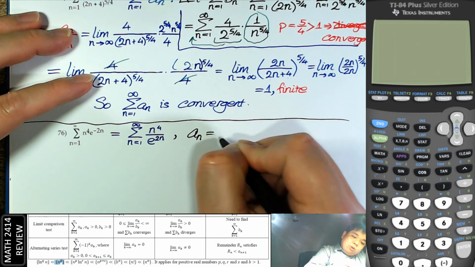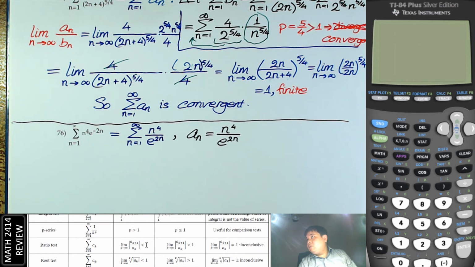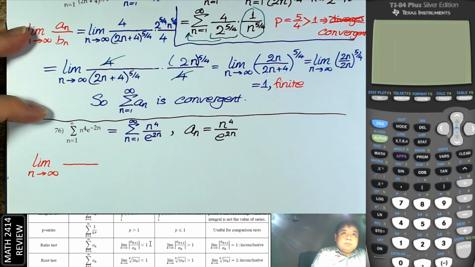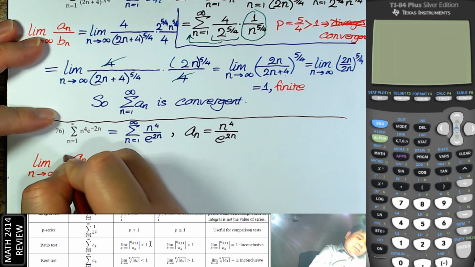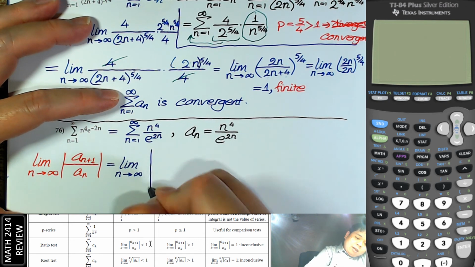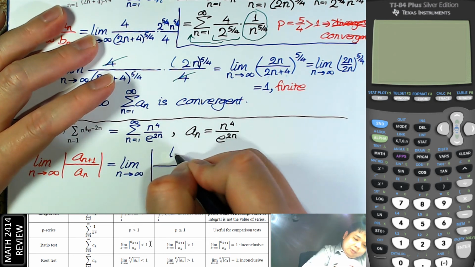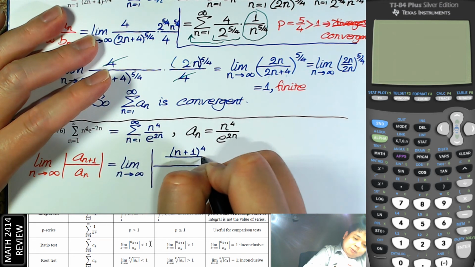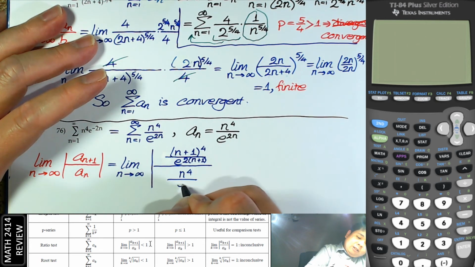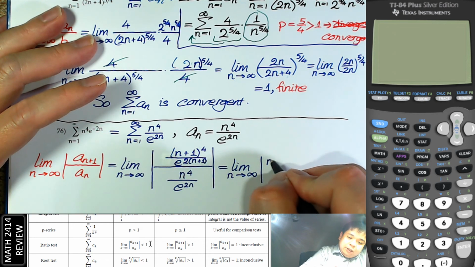So a sub n is equal to n to the fourth, e to the 2n, and then we just take the ratio test: a sub n plus 1, the next term, divided by this term. Right. Now we have enough space. So n plus 1, substitute in here. n plus 1 substituted into n, divided by a sub n. So n plus 1 to the fourth power.